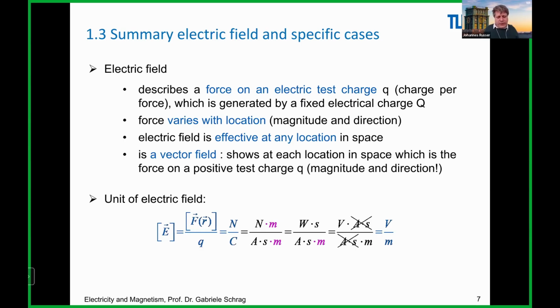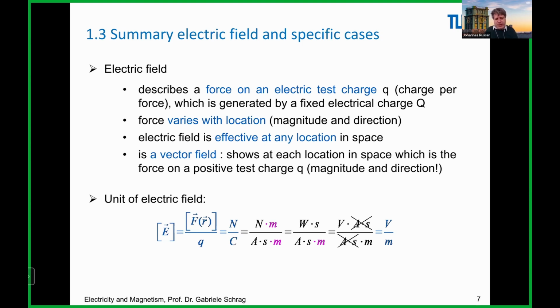Then this force varies with location. So as you move your test charge around, magnitude and direction of that force are varying. It is effective at any location in space, and it is also a vector field.